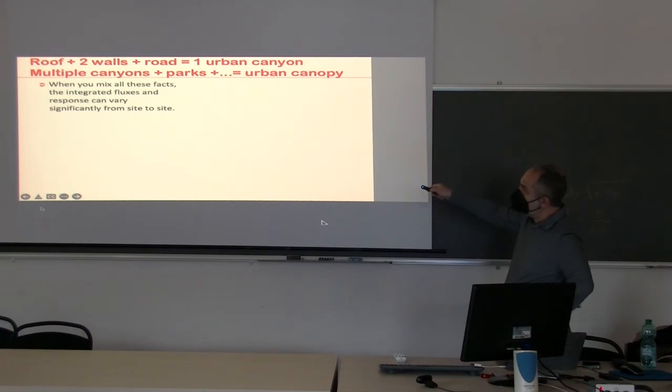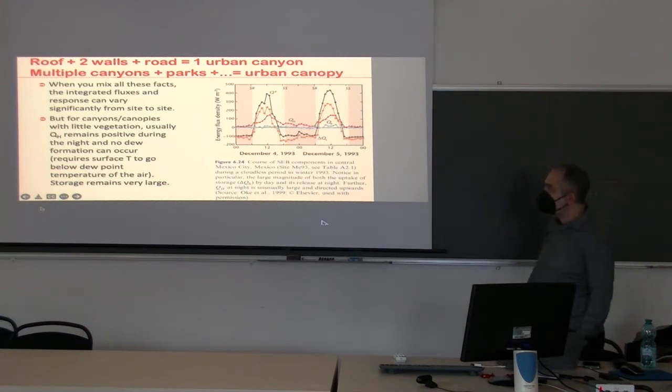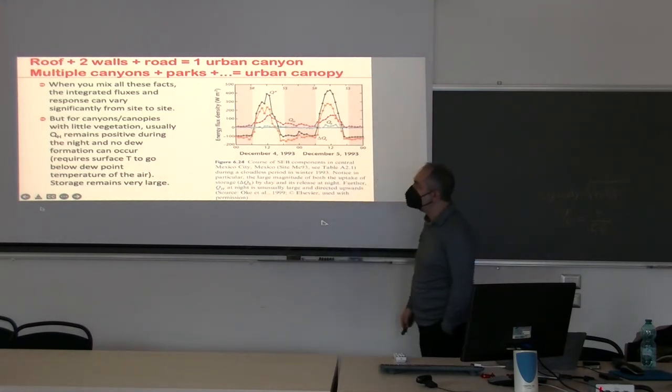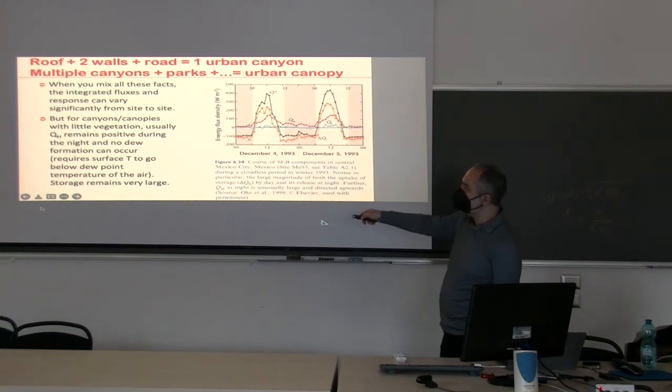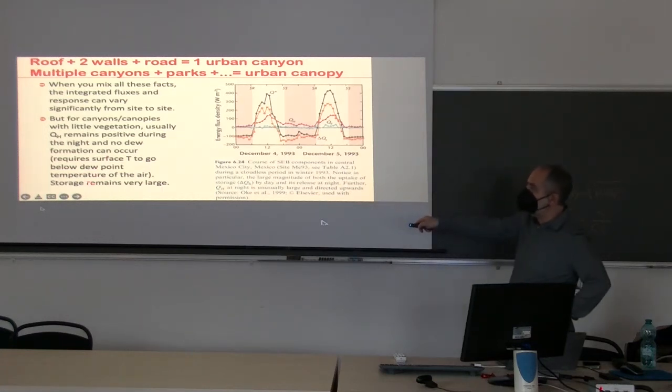So now, we looked at the walls, the roofs, and the road, and together they form an urban canyon. Multiple canyons plus parks would form the urban canopy, if you want. And when you mix all these factors, the integrated fluxes and response can vary significantly from site to site, as we saw in some of the slides. So for canyons and canopies with very little vegetation, usually QH may remain positive during the night, and no dew formation can occur. Dew formation would require the surface temperature to go below the dew point temperature, but because there's a lot of heat storage and heat is going out, the surfaces remain quite hot.